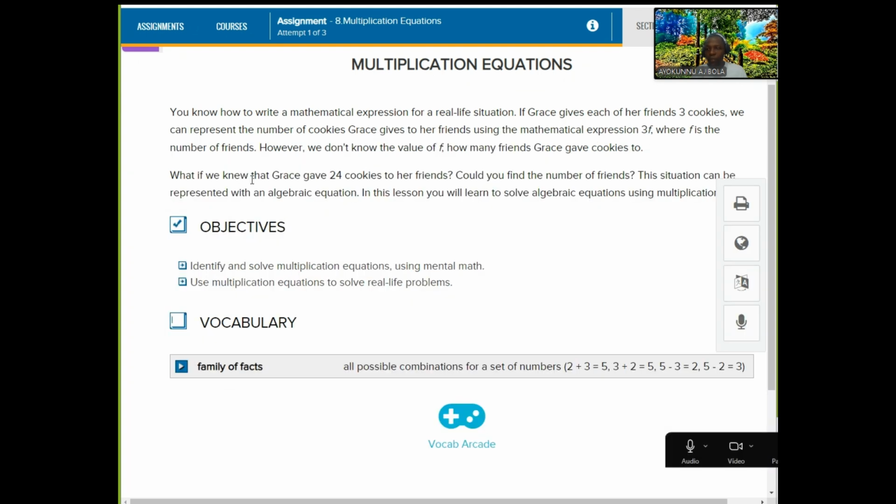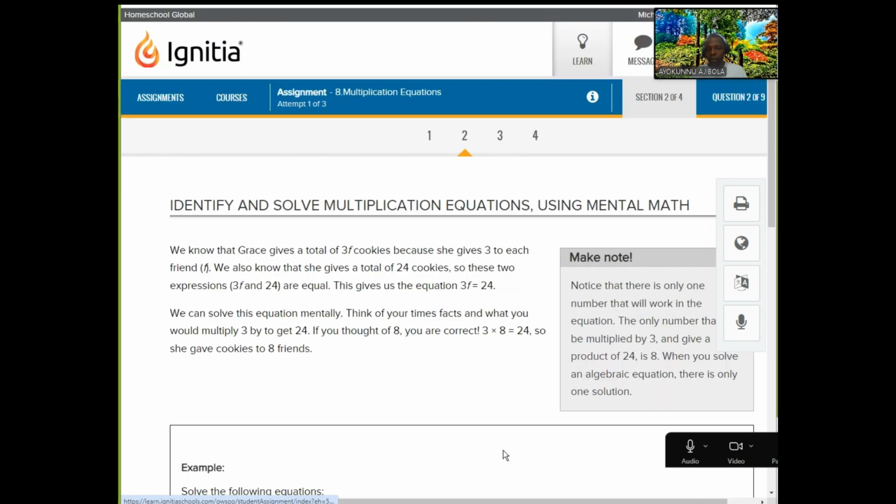So, what if we knew that Grace gave out 24 cookies to her friends? Then, how could we find the number of friends? That means we divide by 3 to get 8 friends. 8 friends, 3 cookies each, makes 24 cookies in total. So, we are to identify and solve multiplication equations using mental math, then use multiplication equations to solve real life problems.